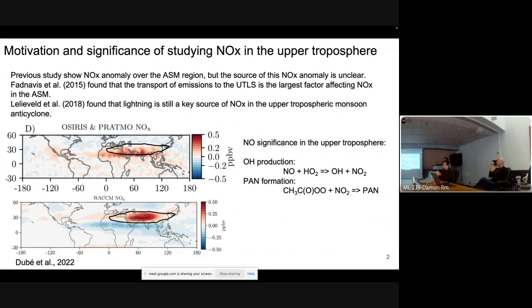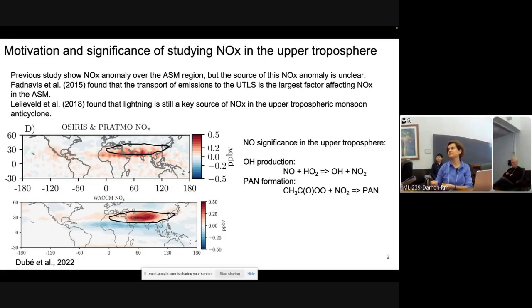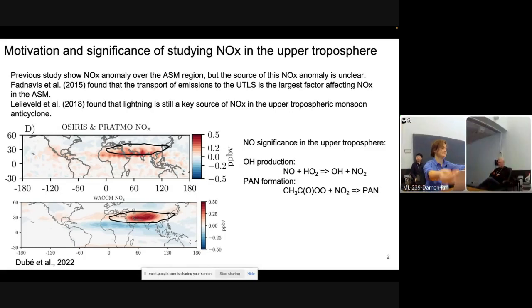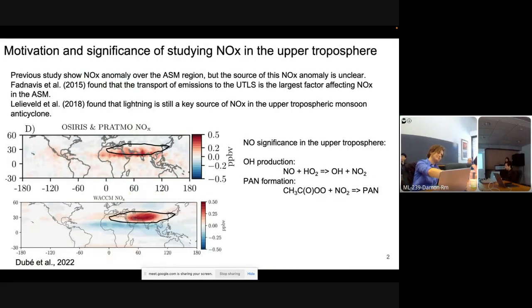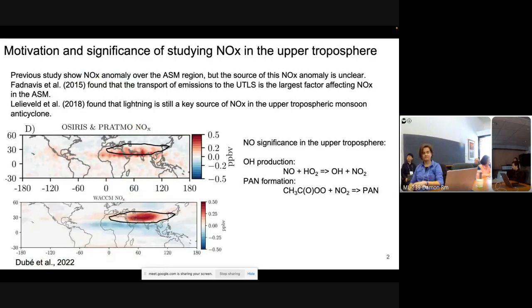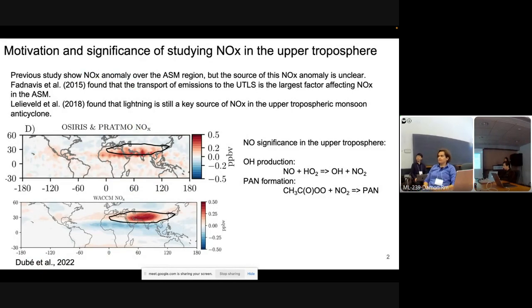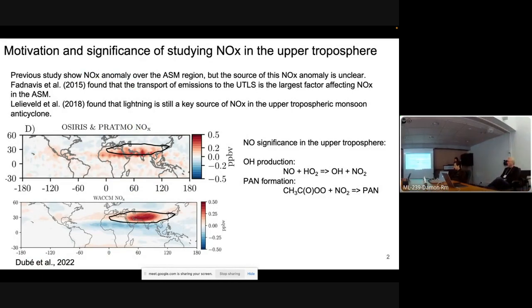So NOx plays a critical role in the chemistry in the upper troposphere there. It's a major source for OH production, and it can also affect PAN formation. Both of them are of importance to chemical species such as ozone and aerosols in the free troposphere. And this would be the first study that thoroughly examines the relative contribution of different sources to NOx in the upper troposphere.